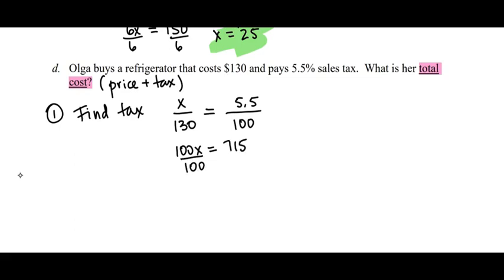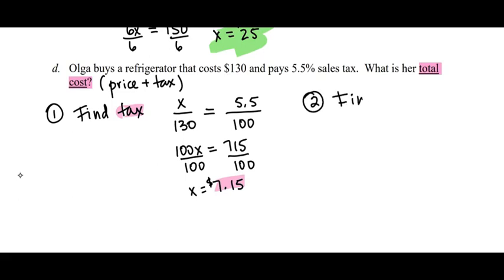Now divide by 100. X equals 7.15. So that is the amount. So we found the tax. So tax is $7.15. And now we're going to find step number 2.